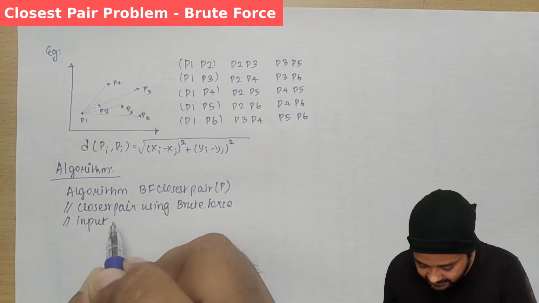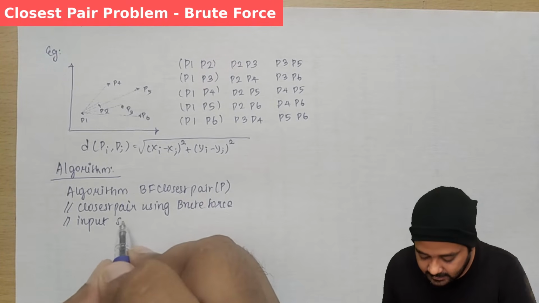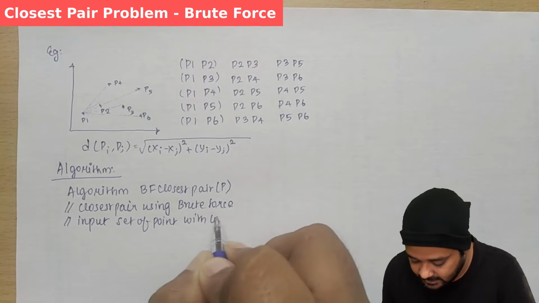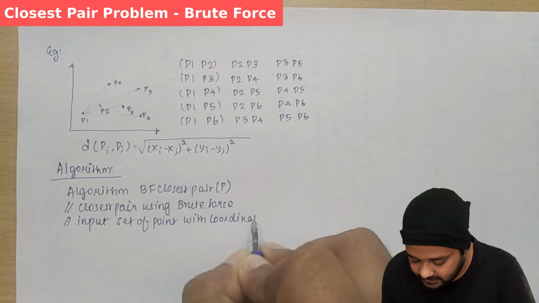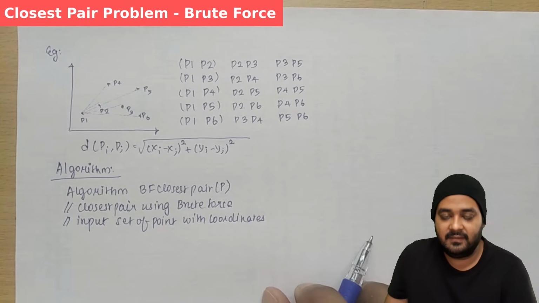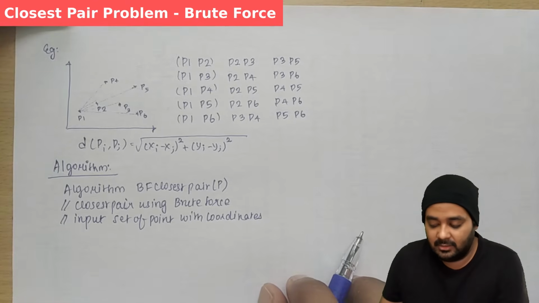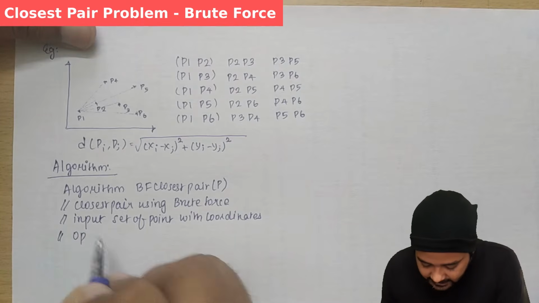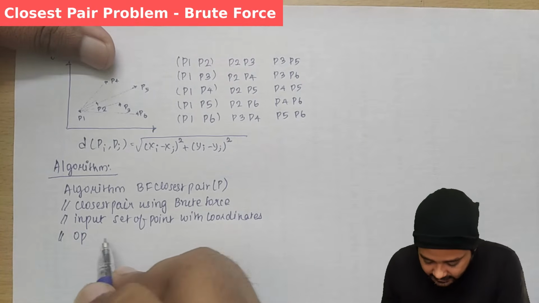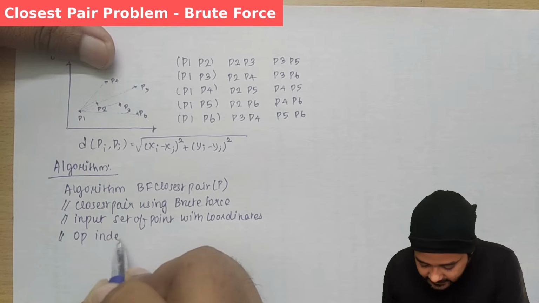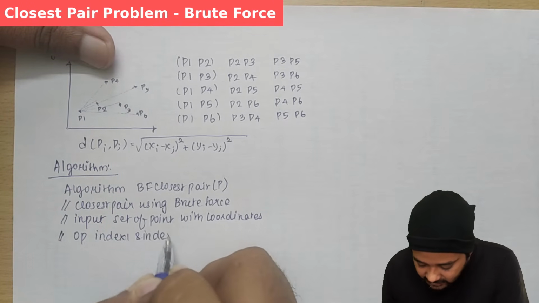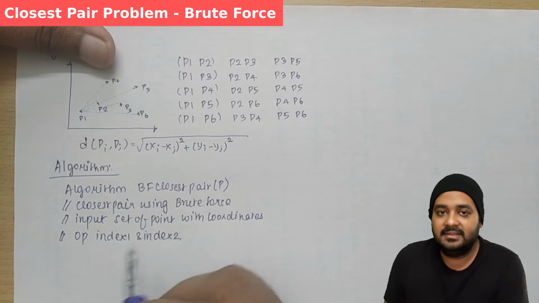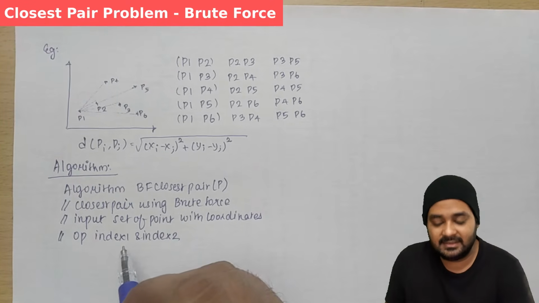The input which you will be given will be a set of points with coordinates. The coordinates here represent the value of i and j, which is nothing but the location inside the plane, x and y, right? The output you will be getting will be in the form of index 1 and index 2, where index 1 represents the first point and index 2 represents the second point. This is what we will be getting as an output from the algorithm.